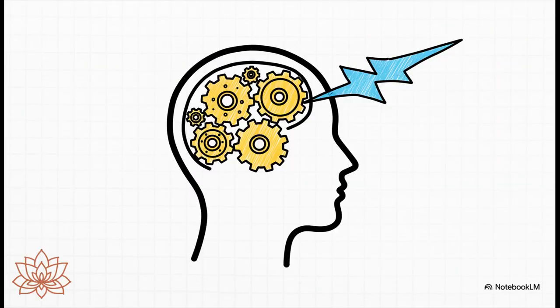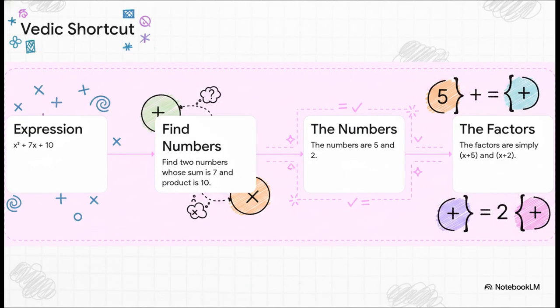But what if you want to go even faster, like lightning fast? Well, for simpler problems, there's this incredible mental math technique from Vedic mathematics that can give you the answer almost instantly. Okay, just look at this. x squared plus 7x plus 10. All you got to do is find two numbers that add up to the middle number, 7, and multiply to get the last number, 10. A quick mental check. Yep, it's 5 and 2. And that's it. The factors are just x plus 5 and x plus 2. Boom. It's so efficient for the right kind of problem.